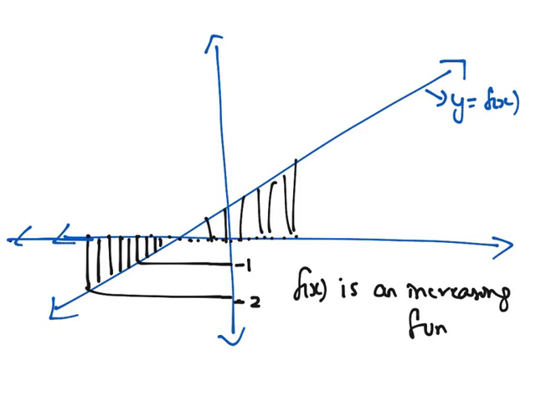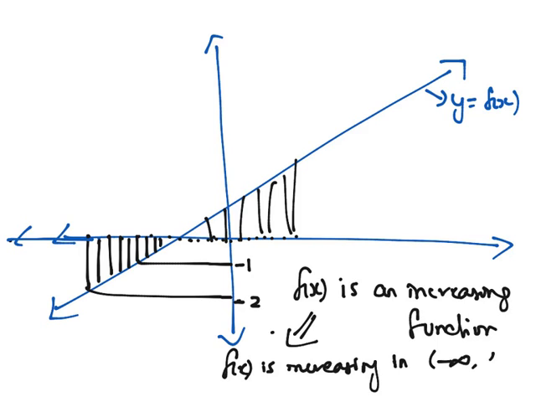Increasing function. Now you can see that I haven't mentioned any interval, like it is increasing between 3 and 5, or between minus infinity and 2, or between 3 and 6. I just said f of x is an increasing function. That's it. What it means is f of x is increasing in the interval minus infinity to plus infinity. So when I say f of x is an increasing function without mentioning any interval, it means it is increasing throughout, right?